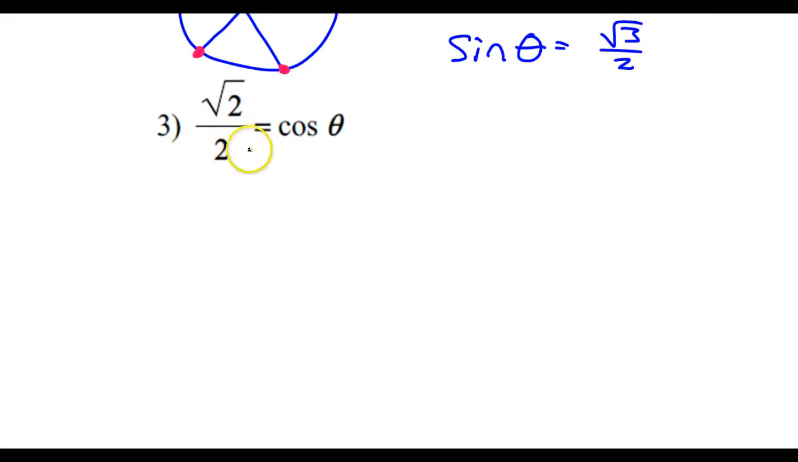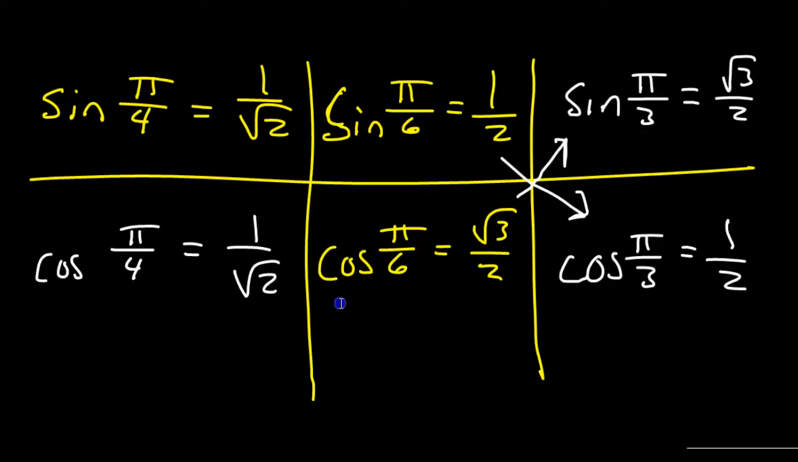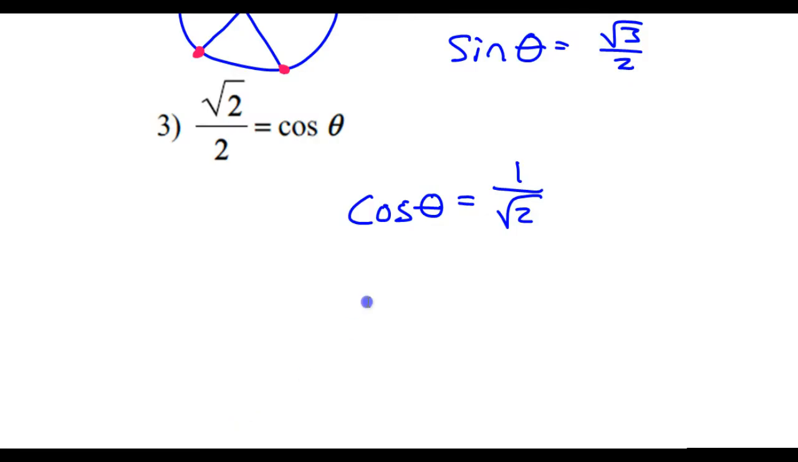Looking at number 3, please understand that radical 2 over 2 is the same thing as 1 over radical 2. So this is what we've been using in class a lot. And we've memorized this, correct? So when they say the cosine of what angle is 1 over radical 2, then clearly that is pi over 4. So that is our reference angle. Alright, so be careful because that's not the final answer, that is our reference angle, is pi over 4.